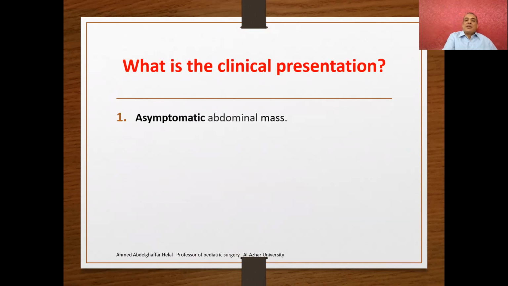What is the clinical presentation? Number one, asymptomatic abdominal mass or abdominal swelling. No symptoms. Maybe vomiting or bleeding related to the presence of the communicating cystic swelling or compression.